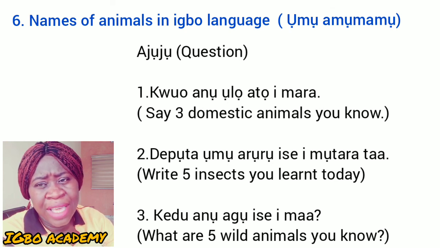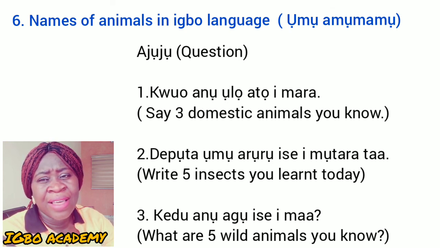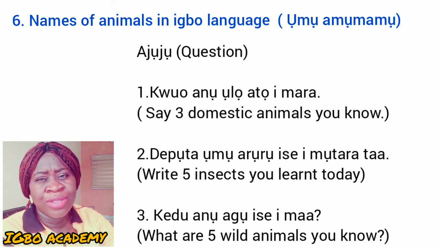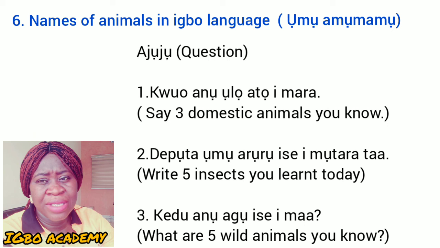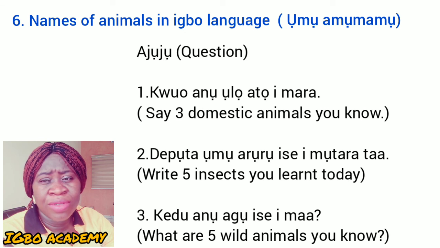Now I've talked about kedu, gịnị, kwuo, kọwapụta. They're all saying the same thing. So in the homework I'm giving you, which is ajụjụ, just write 3 of the domestic animals, 5 of the insects, and 5 of the wild animals that you learned today.